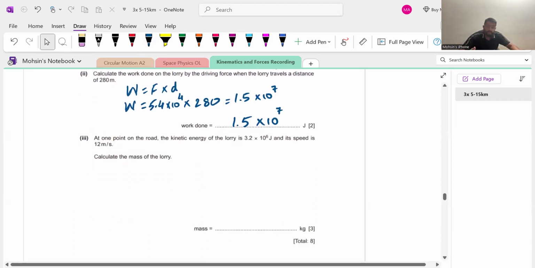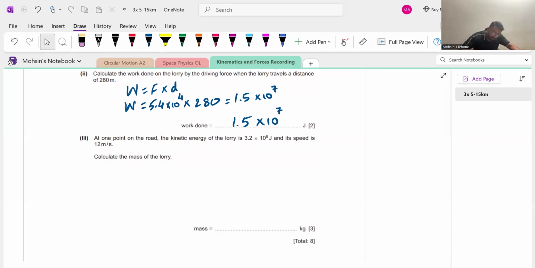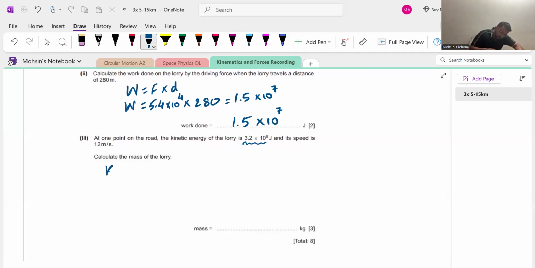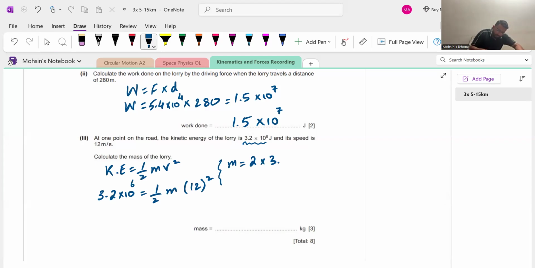At one point on the road, the kinetic energy of the lorry is given in the question as 3.2 times 10 to the power 6, and its speed is 12. Calculate the mass of the lorry. The kinetic energy formula is 1 upon 2 mv squared. Kinetic energy is given, 3.2 times 10 to the power 6. One upon 2 mass is required, and speed is 12 squared. So mass will be 2 times 3.2 times 10 to the power 6, divided by 12 squared, which is 144.